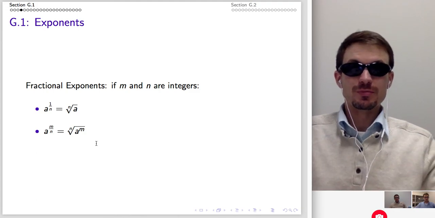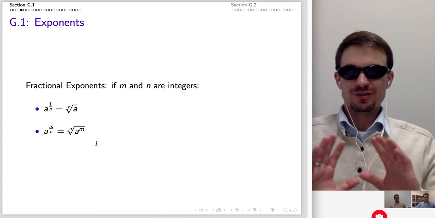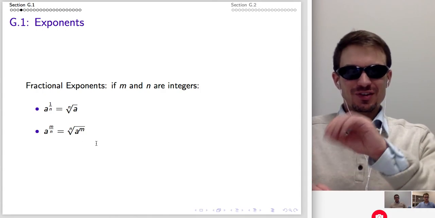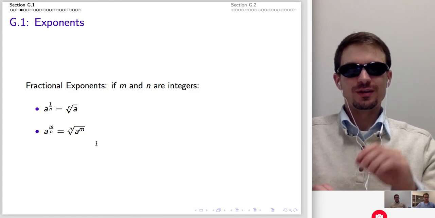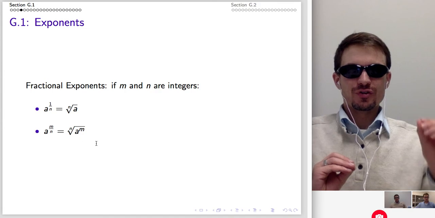Common mistake is that people will say, oh, x to the 1 power is 0. No, it's x to the 0 power is 1. 2 to the 0 power is 1. Anything raised to the first power is just itself.